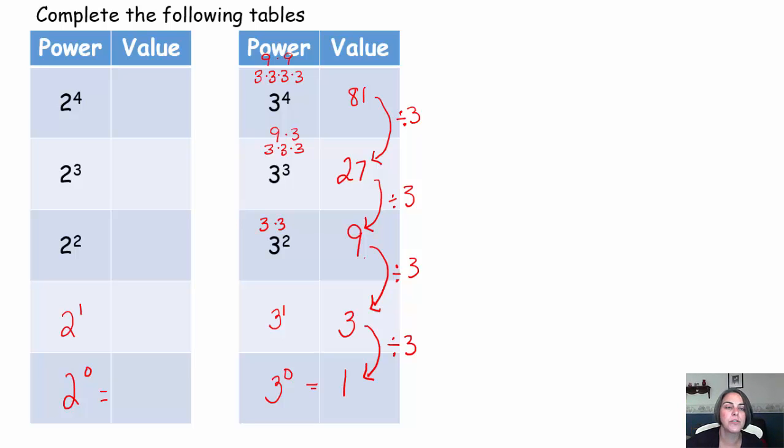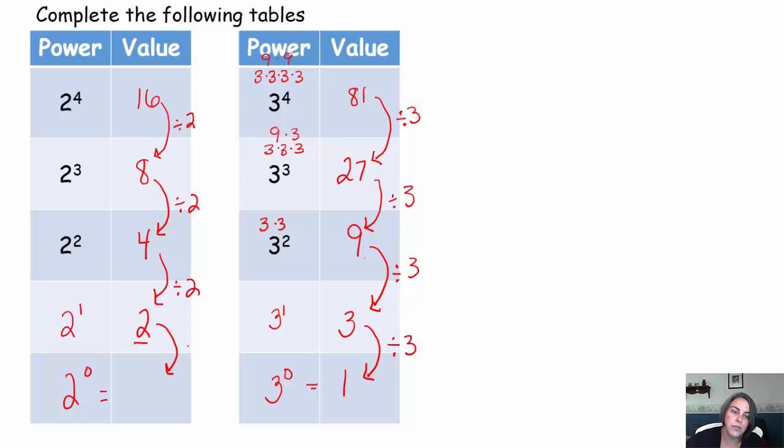2 to the 4th, you know, is 2 times 2 times 2 times 2. That's 16. 2 to the 3rd, 2 times 2 times 2 is 8. 2 squared, 2 times 2 is 4. Now we're going to look at a pattern moving down this table. 16 divided by 2 is 8. 8 divided by 2 is 4. So I can keep using this division by 2. 4 divided by 2 is 2, and that makes sense because the exponent of 1 means we just have 1 factor of 2 written out. So now we can do 2 divided by 2. And what's 2 divided by 2 on our calculators? 2 divided by 2 is 1. So 2 to the 0 also happens to be 1.